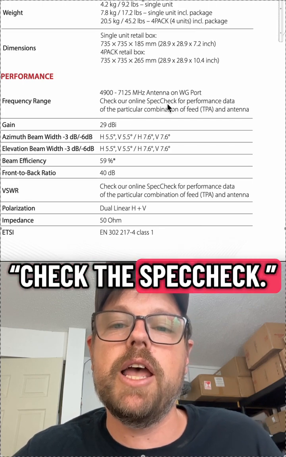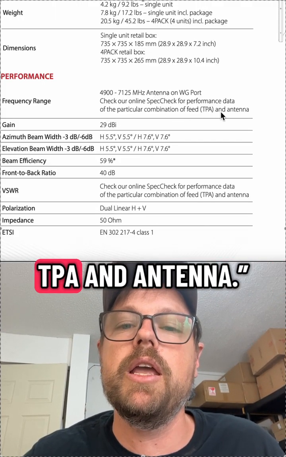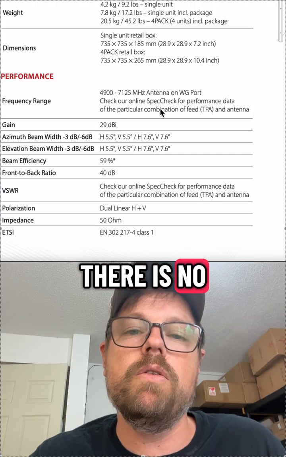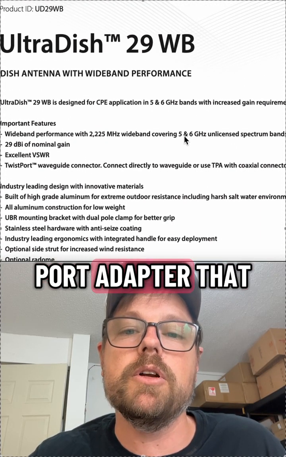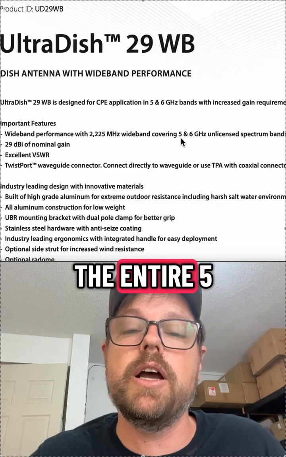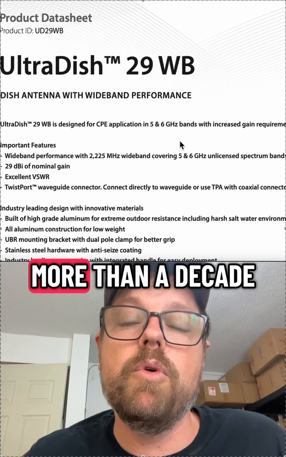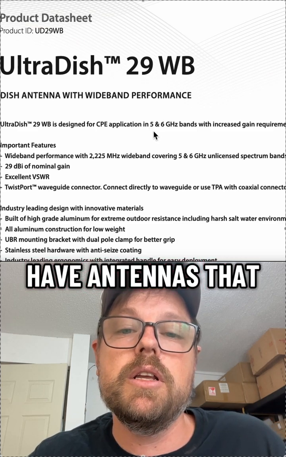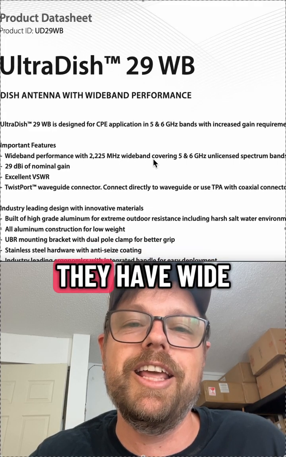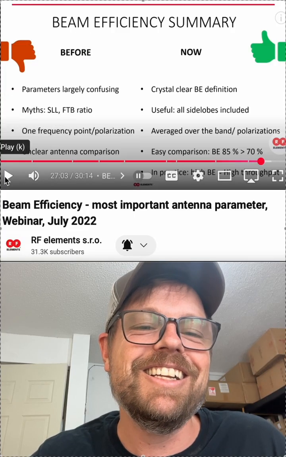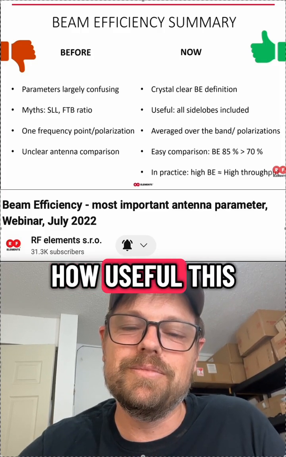But they say check the spec check for performance data of the particular combination of feed, TPA, and antenna. There is no twist port adapter that allows this frequency range. There's no twist port adapter that I'm aware of that even covers the entire 5 gigahertz band. RF Elements has been making 5 gigahertz antennas for more than a decade. They don't even have antennas that cover the entire 5 gigahertz band. So ironic that they think that they have wideband antennas. They can't do better than that. It's really the most one can do in terms of how useful this parameter can be.